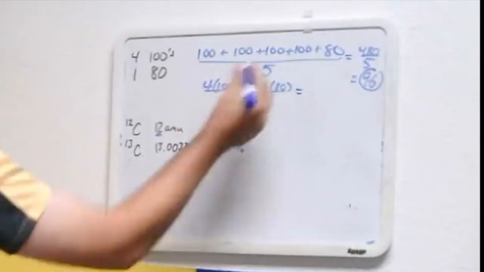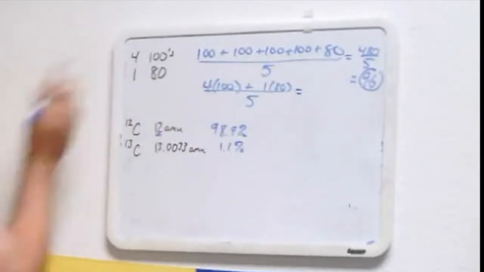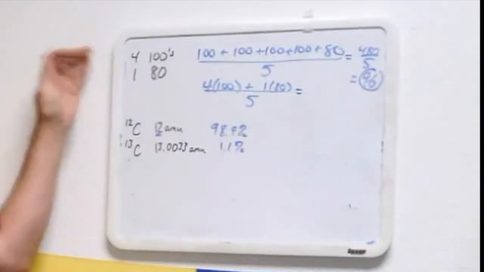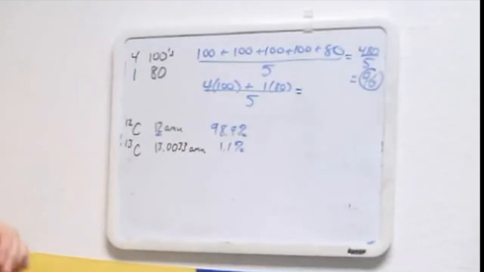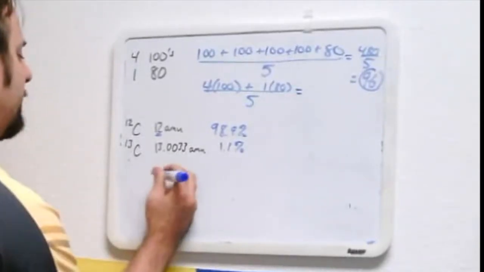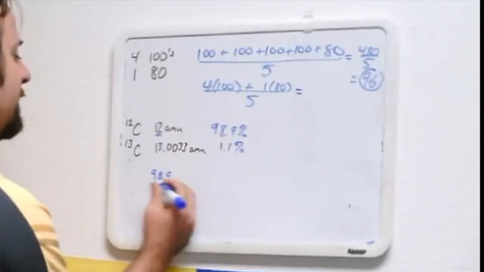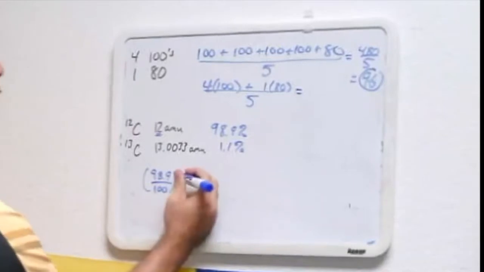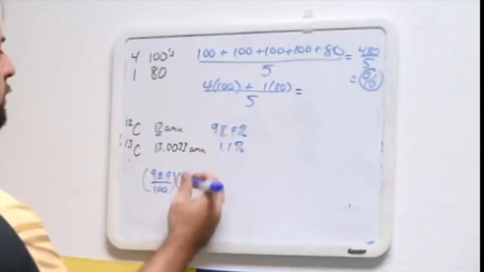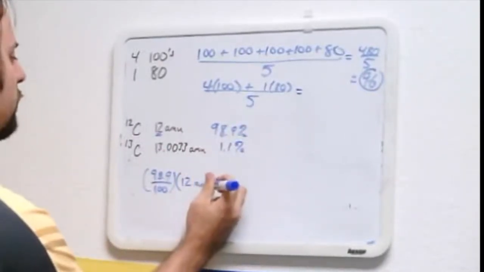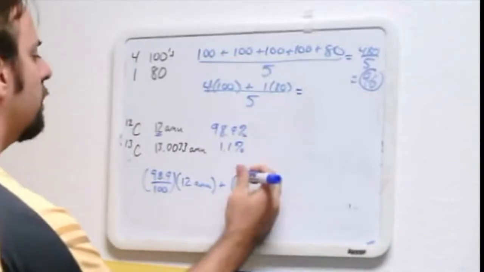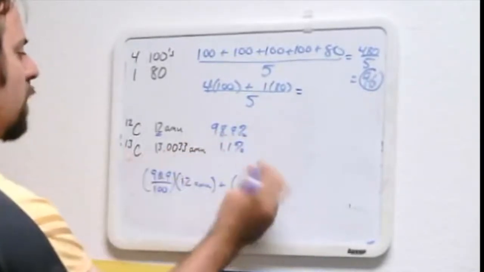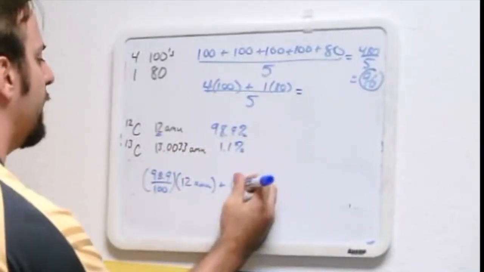Notice that in this case the natural abundance of 100s was 4, and the natural abundance of 80s was 1. Here what I'm going to do is take the 98.9%, and I'm actually going to look at it as 98.9 out of 100, being 12 AMUs. And then from there, I'll go ahead and examine carbon-13 being 1.1 out of 100.